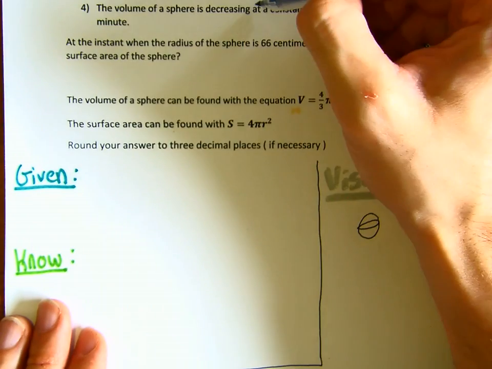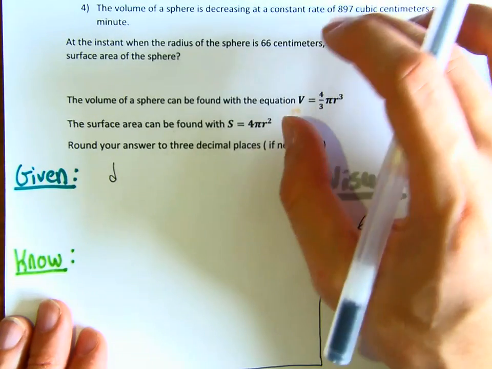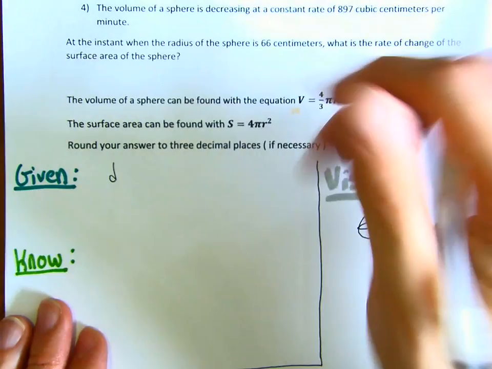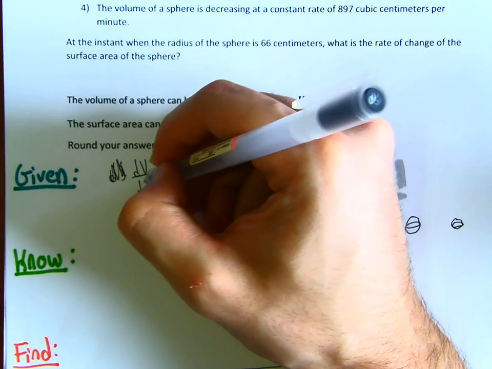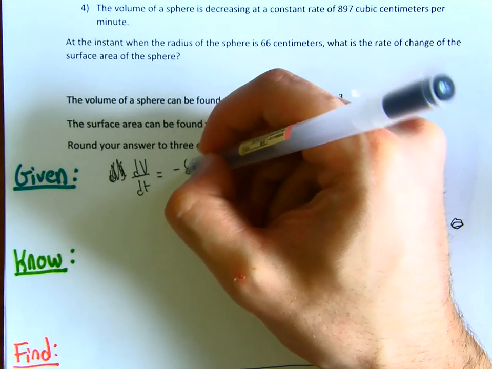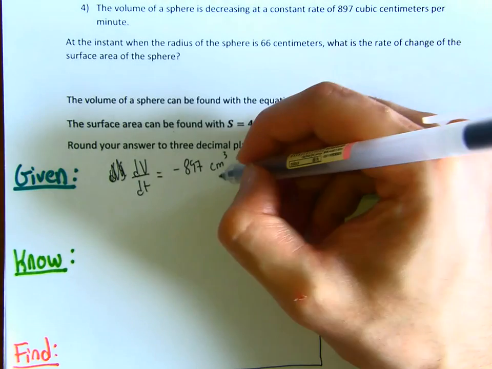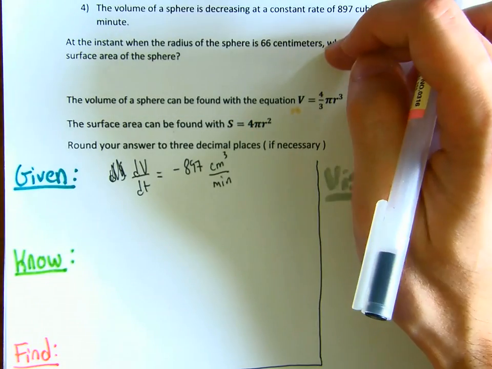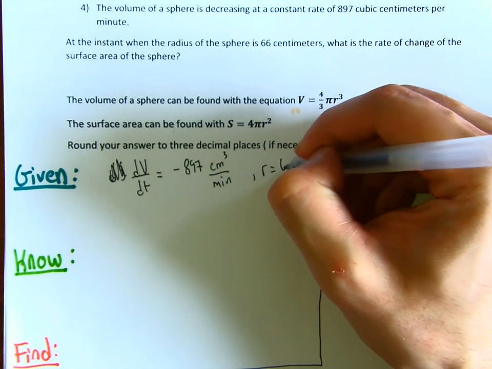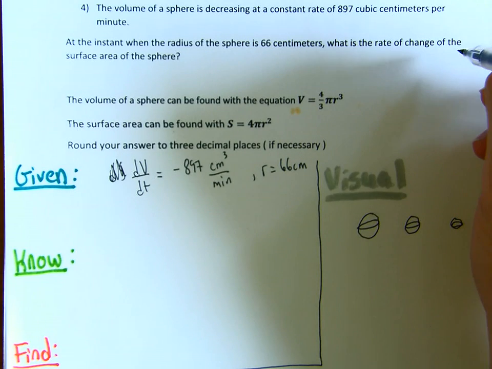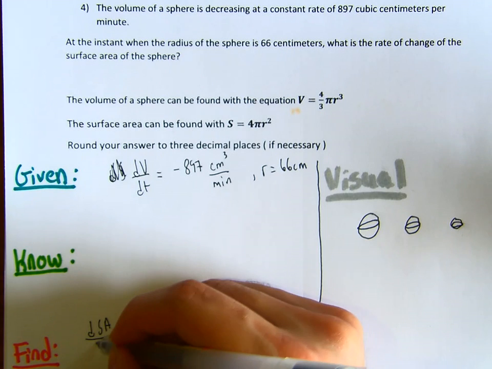Now the volume of the sphere is decreasing, so you're given that. What I want you to do is try and do this by yourself, right? So capital V dt is equal to negative 897 cubic centimeters per minute. That's the first information. Second information, at the instant when the radius of the sphere is 66 centimeters, so you know that your r value is 66 centimeters. What is the rate of change of the surface area? So you want the capital SA dt.